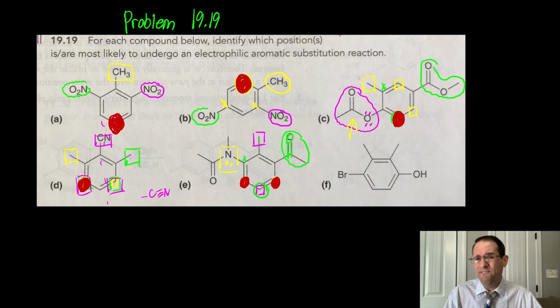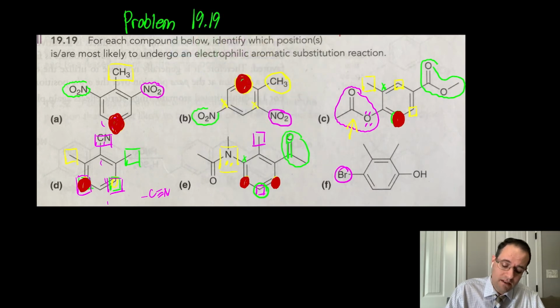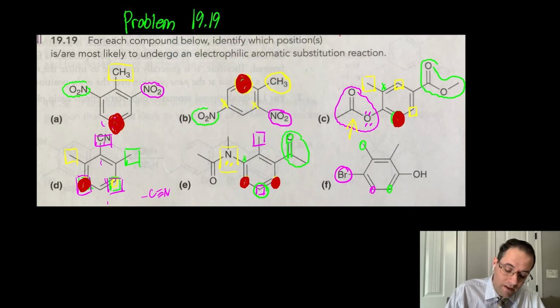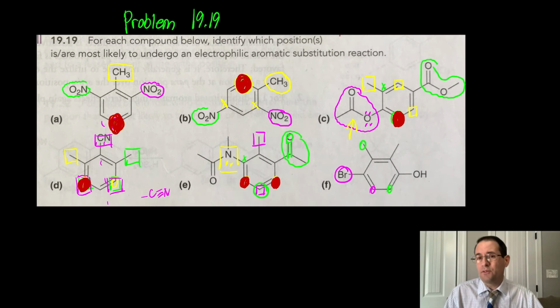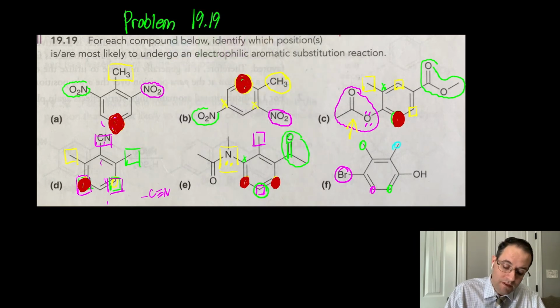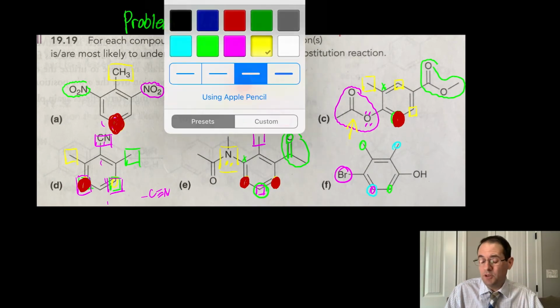In F, we have 4 different groups. They're all ortho-para directors. So let's take a look. This bromine is an ortho-para director. That's the only available carbon that's ortho or para to the bromine that has a hydrogen atom. This one here is a methyl group, and it directs to the para carbon as well as to the ortho, but the orthos don't have any hydrogens. In light blue there, it's an ortho-para director. This is the only one here that's available.